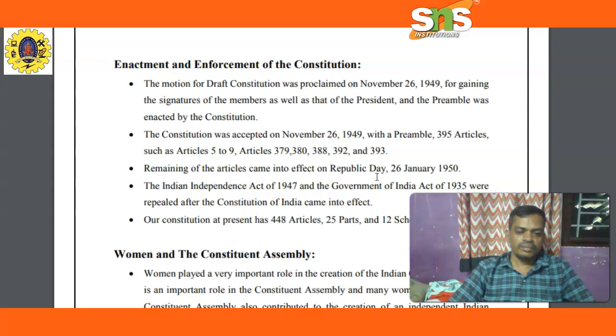The Indian Independence Act 1947 and the Government of India Act of 1935 were repealed after the Constitution of India came into effect. Our Constitution at present has 448 articles, 25 parts and 12 schedules.